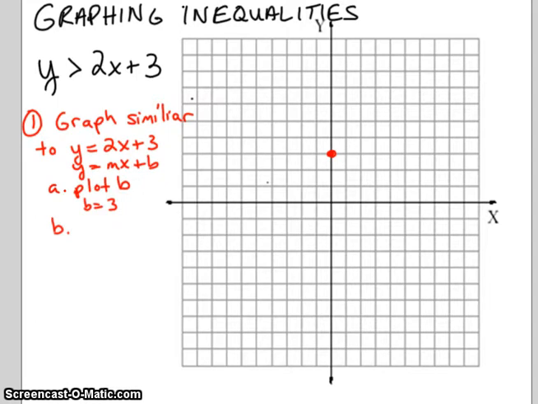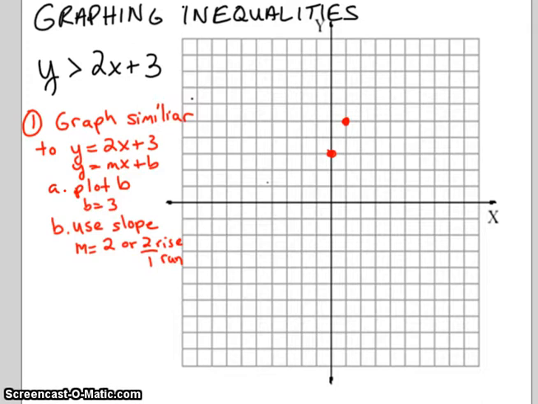Second step is to use the slope to get the second point. Now if we look at this, m represents our slope. Our slope is 2, or 2 over 1. So from the y-intercept, we're going to rise 2 and run 1. Then you're going to put a point right there. I'm going to erase my jumps just so they're out of the way. But my point's going to be right here, my second point.